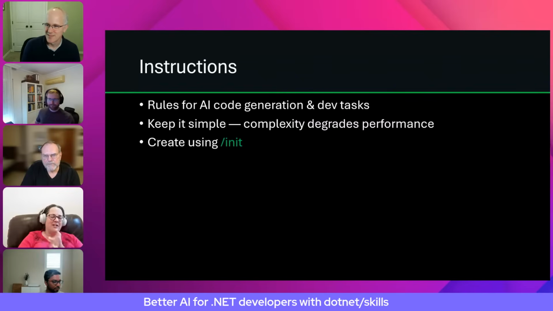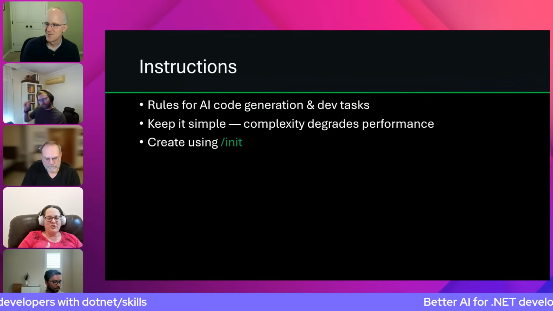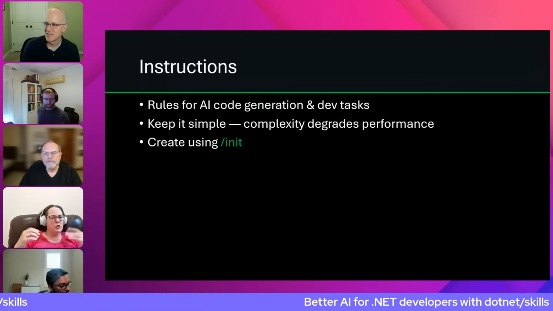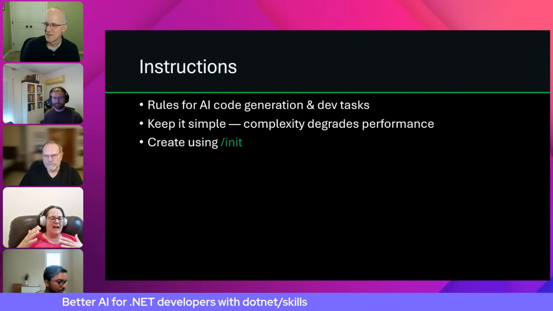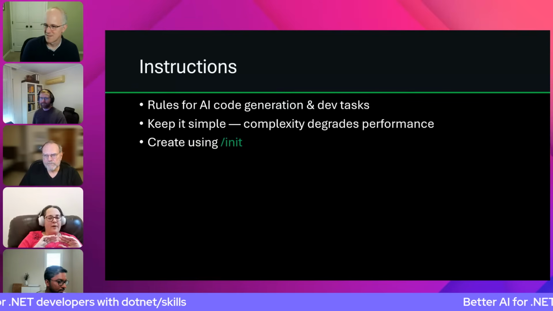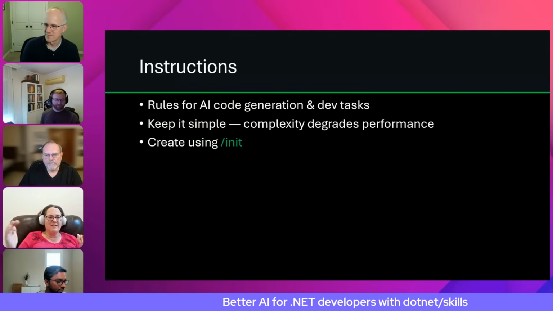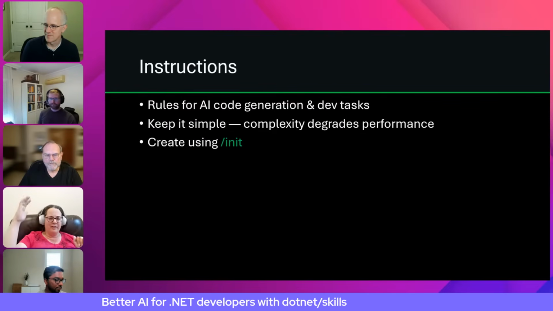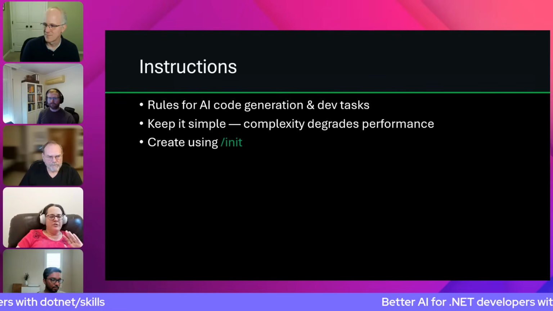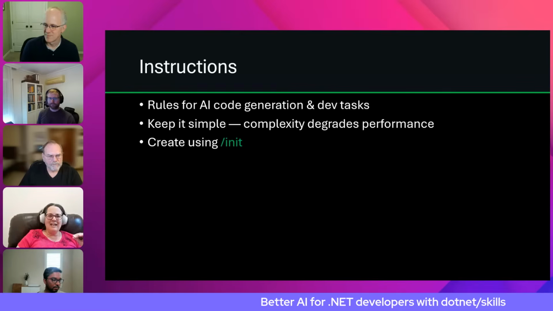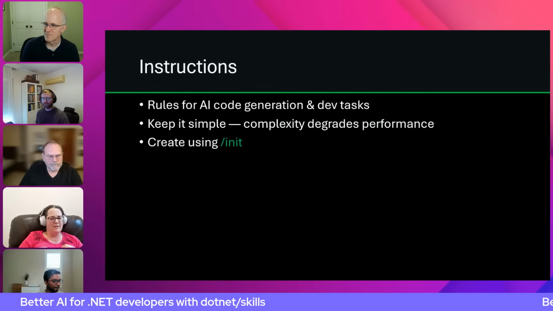So the first thing here I want to talk about is custom instructions. Most of you who have been using AI for a while understand there's an instructions file that you can add that gives it your rules for how you want coding to be done, how you want your tasks. These are your high level instructions to give the model for everything. As you saw in the previous one, these instructions are included with every prompt that you send. And so you want to keep this simple. We have found through all of our evaluations that complexity in these instructions files degrades the performance. So you want to keep this as simple as you possibly can.